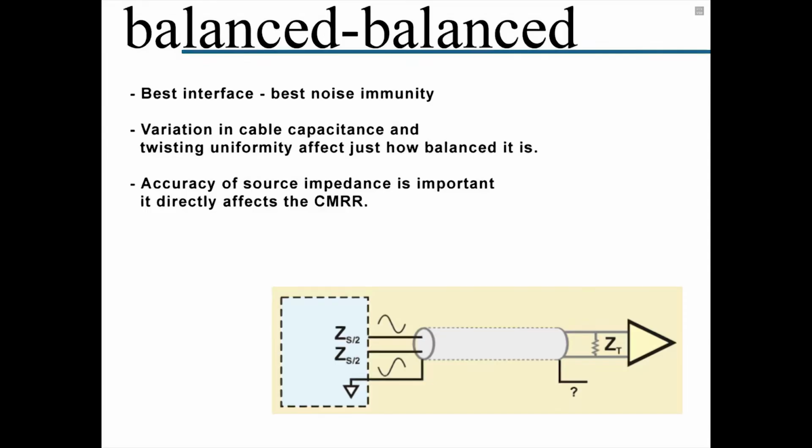The balanced-to-balanced connection is the best analog audio interface. It has the best noise immunity. Variation in source impedance, cable capacitance, and twisting uniformity affect just how balanced it is. The accuracy of source impedance is important. It directly affects the common mode rejection ratio.